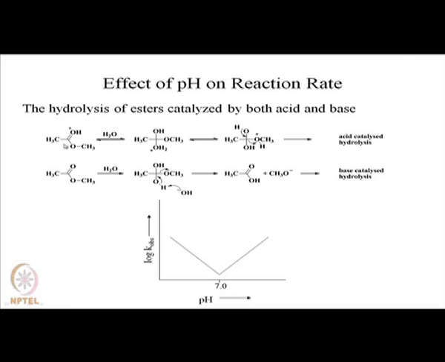So, this particular reaction, the acid catalyzed or base catalyzed hydrolysis of ester, has its minimum rate at the neutral pH of 7. If you go either way, whether you increase or decrease the pH, the rate increases because it follows such a mechanism, which has two options, the acid catalyzed option or the base catalyzed option. So, both ways the rate of reaction increases. Thus, we can see that there is a great deal of effect of pH on this kind of reaction.